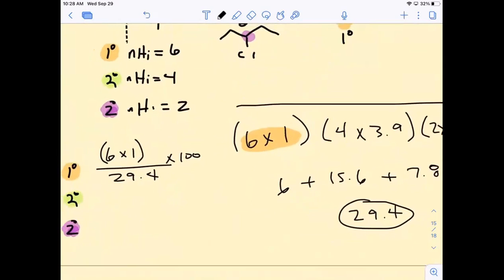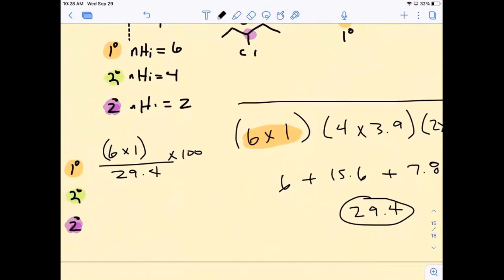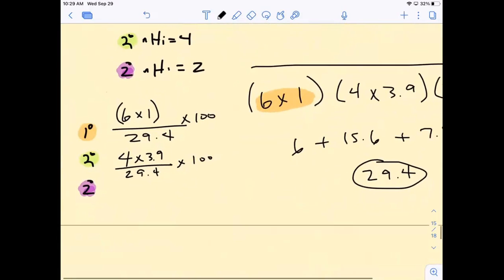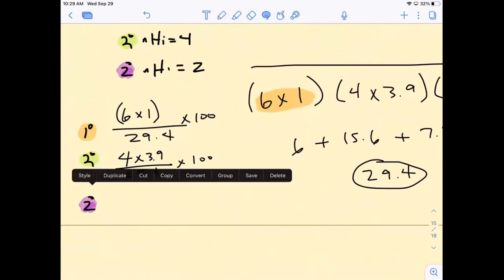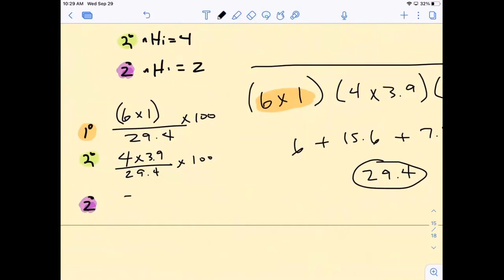And then for the secondary, the green ones, it's 4 times 3.9 over 29.4 times 100. And for the other secondary, it's 2 times 3.9 over 29.4. Y'all following? It should add up to 100%. That's what we're calculating, the percentage of each product.